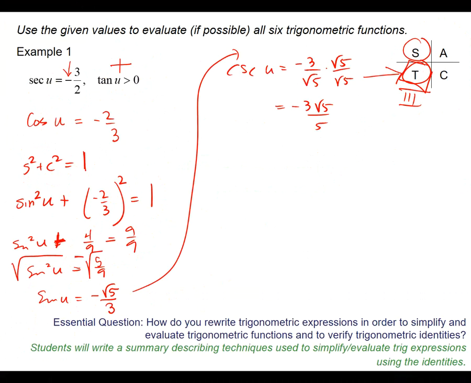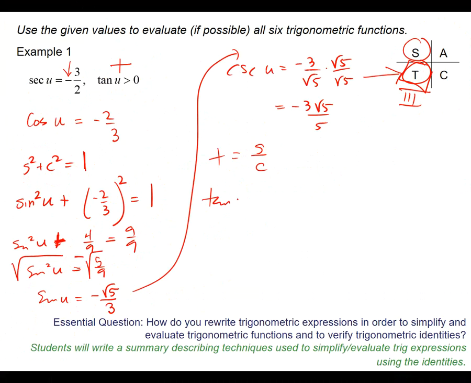Tangent, cotangent, right? Because I have the secant, I could use my 1 plus tangent squared equals secant squared Pythagorean identity. Perfectly good way to do it. But I also know that the tangent is equal to the sine divided by the cosine, so I can use that. There's going to be more than one way to get to all of them. Okay? So, let's do this one.